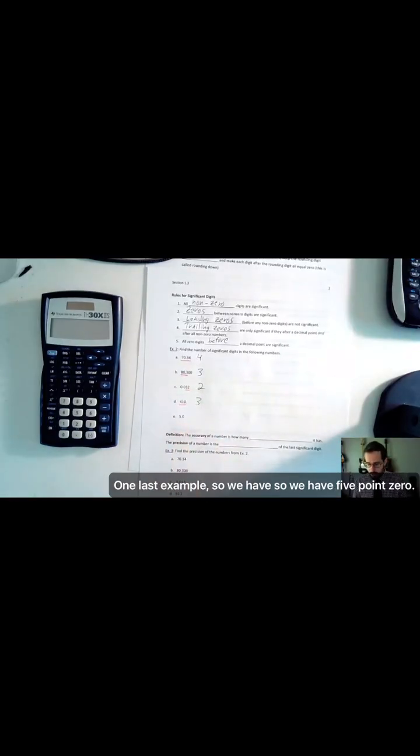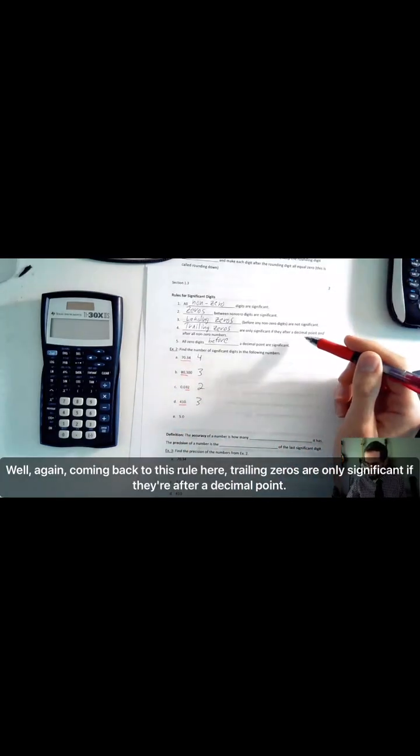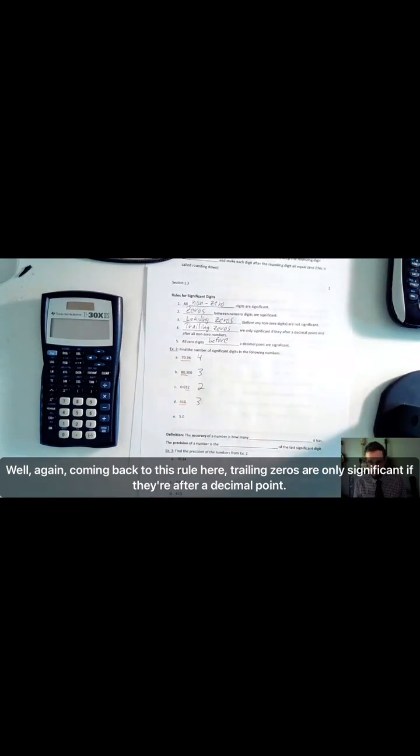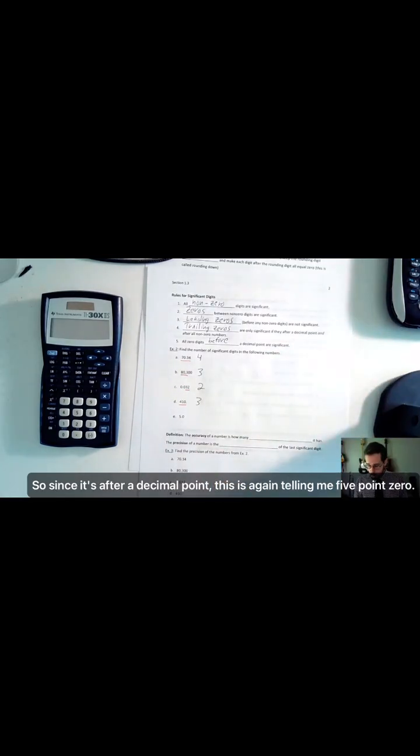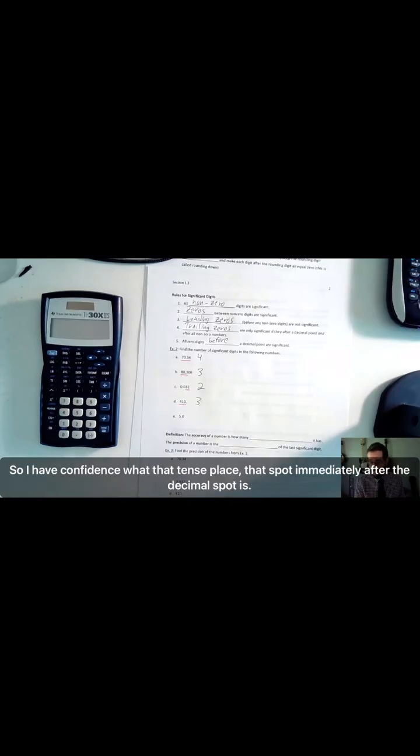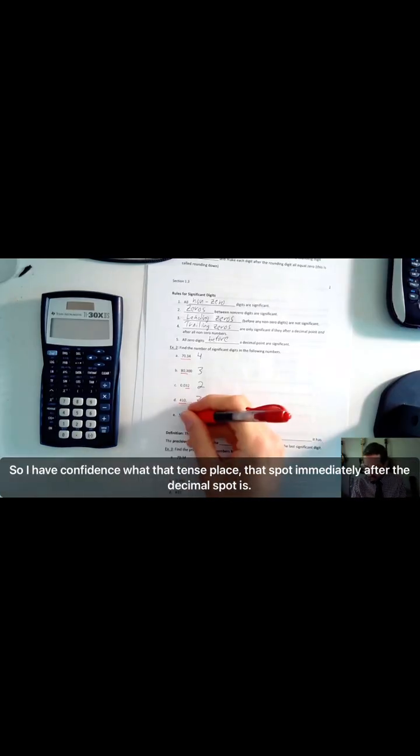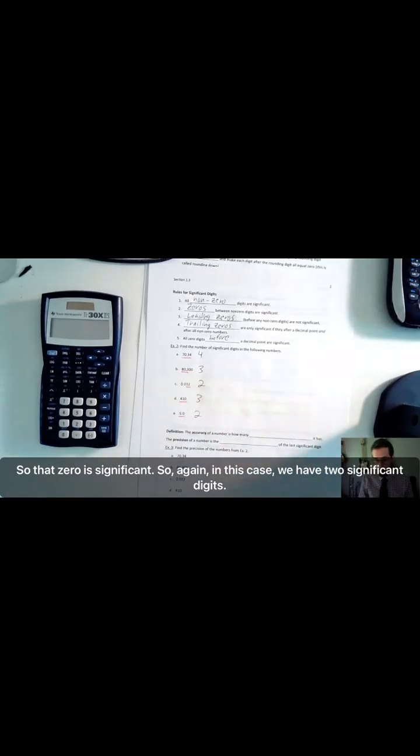One last example, so we have 5.0. Well, again, coming back to this rule here, trailing zeros are only significant if they're after a decimal point. Since it's after a decimal point, this is telling me I have confidence in that tenths place, that spot immediately after the decimal point, so that 0 is significant. So again, in this case, we have 2 significant digits.